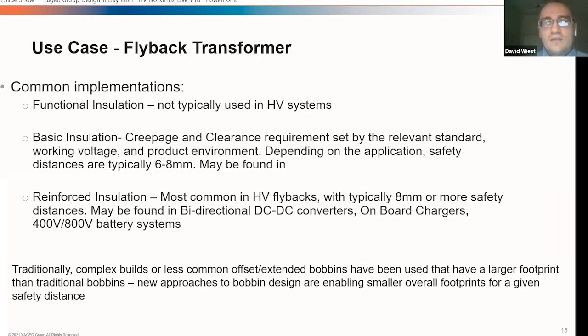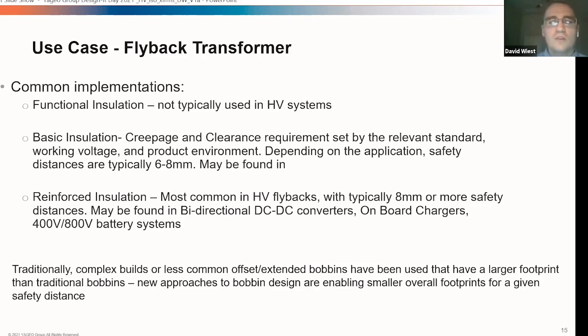As for common use cases of the flyback, in a high voltage system usually we don't see a lot of functional insulation. That's because the flyback is crossing a critical boundary, be it in an inverter, in a battery management board, or a PLC. Basic insulation is oftentimes seen perhaps in a gate drive situation, as shown in the last slide, where a user probably won't be touching that part of the board, but it still needs to have some sort of insulation.